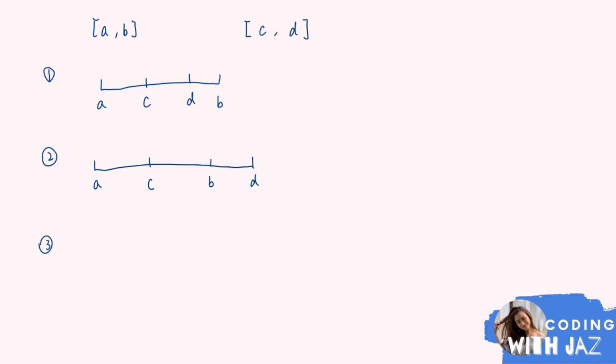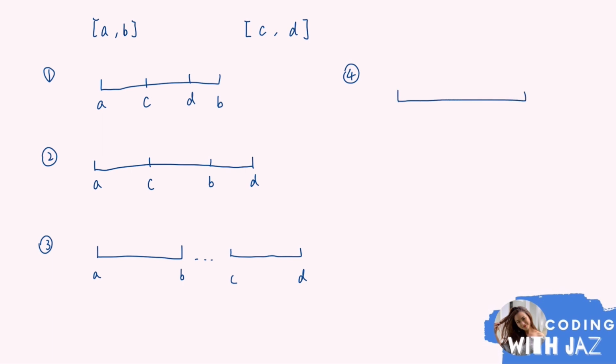And another possibility would be A and B, and then some gap, then C and D. So these two intervals are not overlapping. And these three are the possibilities when the starting point of the first interval is less than the starting point of the second interval. So let's consider the reverse, when the starting point of the second interval is greater than the starting point of the first interval.